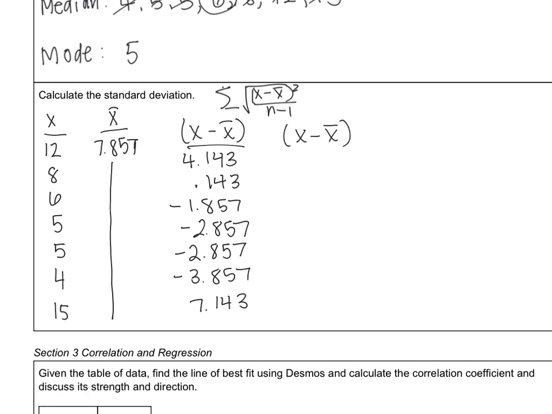Next, we want to square each of these values. The important thing is when you square a value from the previous column and it's negative, you have to put that value in parentheses. Every value in the x minus x bar squared column should be positive. If you don't have a positive value, you didn't put it in parentheses. So when I square 4.143, we're going to get 17.164449.